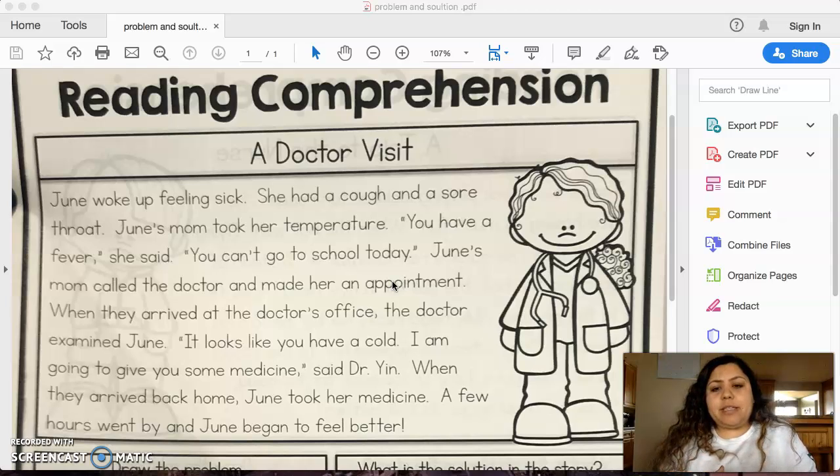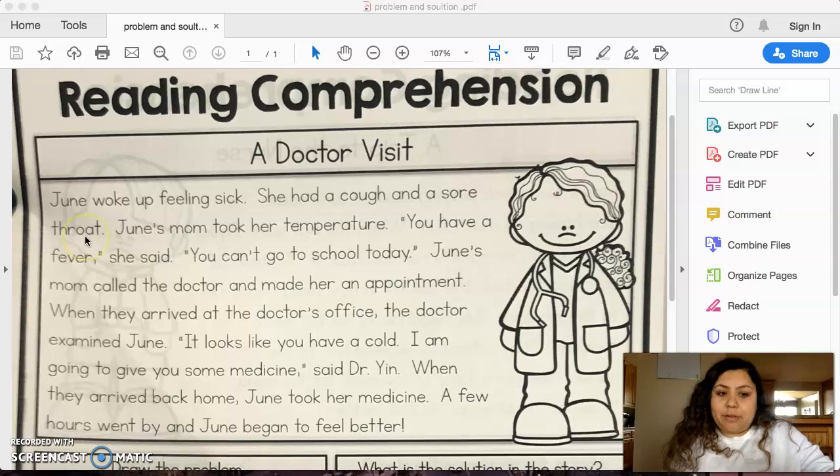The first time I read this very short story titled A Doctor Visit, I need you to just listen to it. Just think of who the character is and what's going on. The first time I read it, that is just your job to focus on that. So it says, A Doctor Visit. June woke up feeling sick. She had a cold and a sore throat.